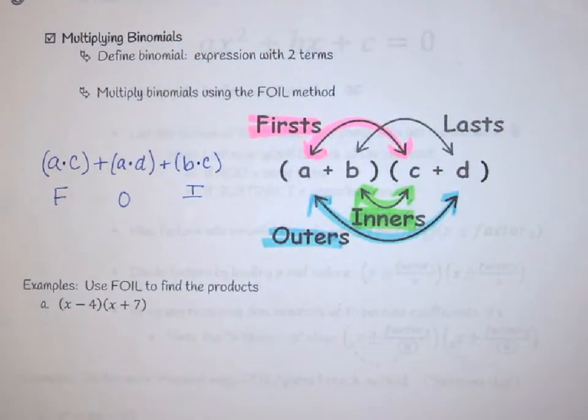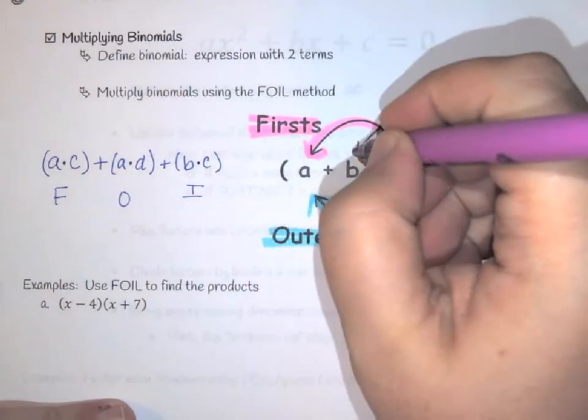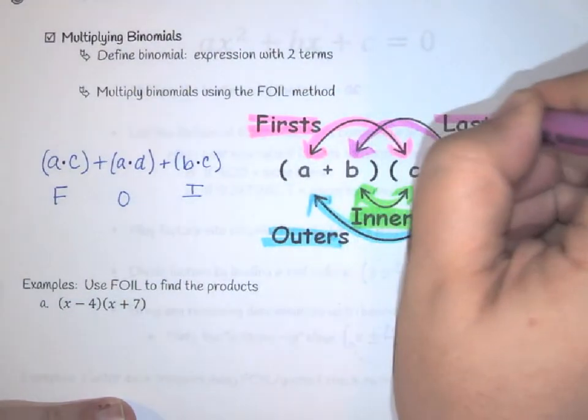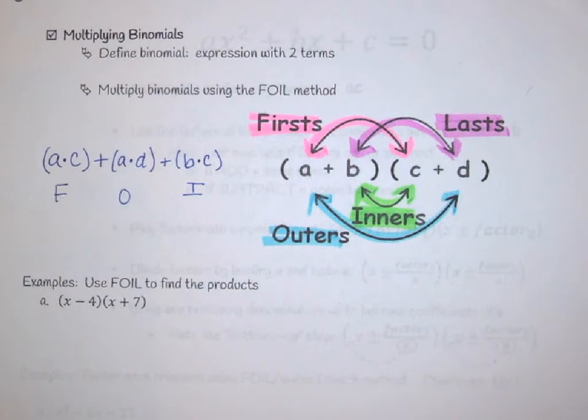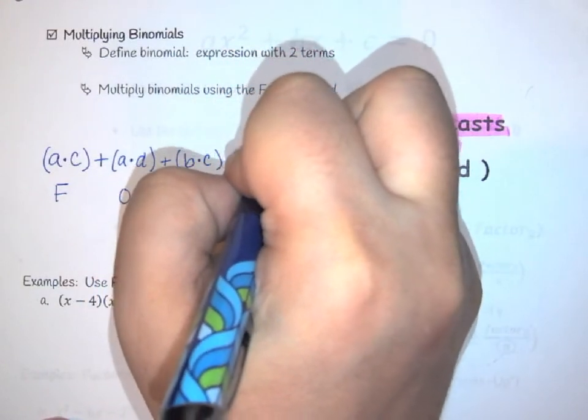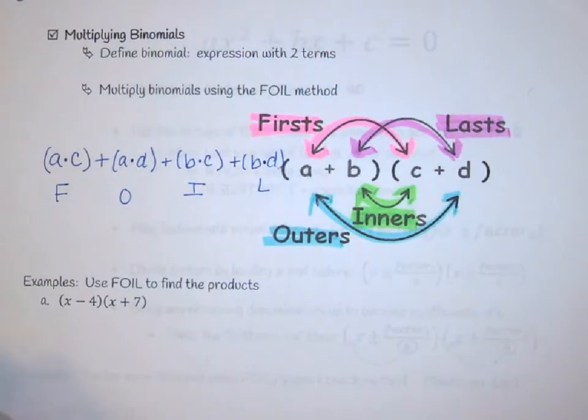And then we have our last terms. So our last terms are going to be the last, or the outermost terms, the last terms of your function. And so those would be these right here, which are going to make up the last piece. Okay? So in this case, it's going to be b times d. So we're going to add this to b times d, and that makes last.